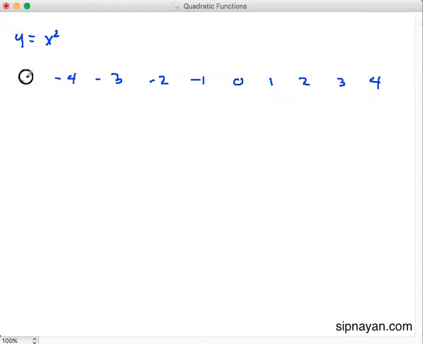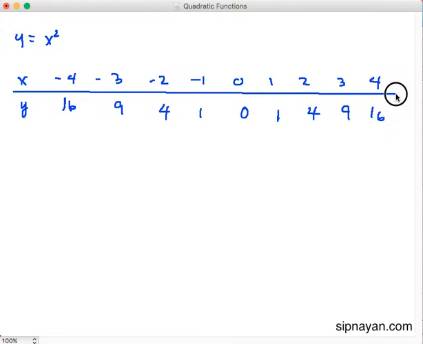So, this is our x. This is our y. Anong y natin? X squared. So, magiging 16. Magiging 9. Kasi negative 3 squared is 9. Negative 2 squared is 4. Magiging 1. Magiging 0. Magiging 1. Magiging 4. Magiging 9. Magiging 16. So, these are our ordered pairs.